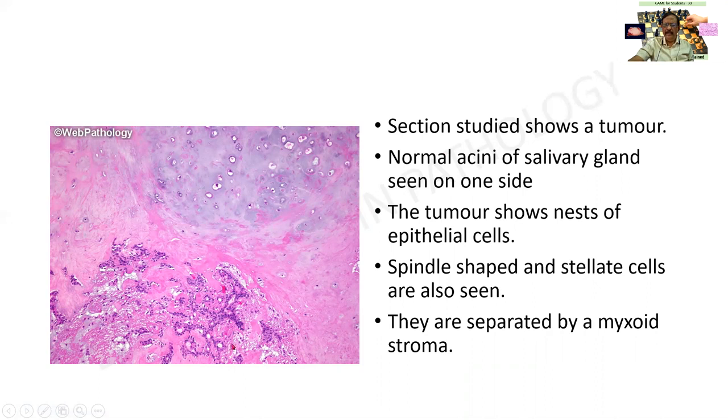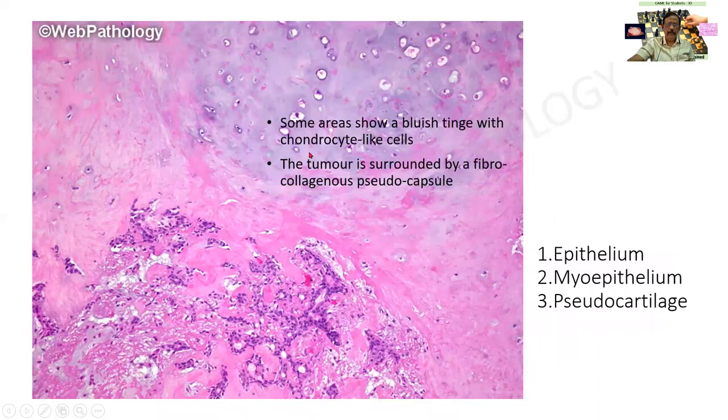So section study shows tumor. Normal acini of the salivary glands are seen on one side, if at all you have a normal salivary gland. In this case, it is a complete tumor. The tumor shows nests of epithelial cells, and there is also a spindle cell stroma, stellate stroma, which are separated by myxoid and chondroid areas. So chondrocyte-like areas, this is the one. This is the epithelium. Please remember these three components: epithelium, myoepithelium, pseudocartilage.